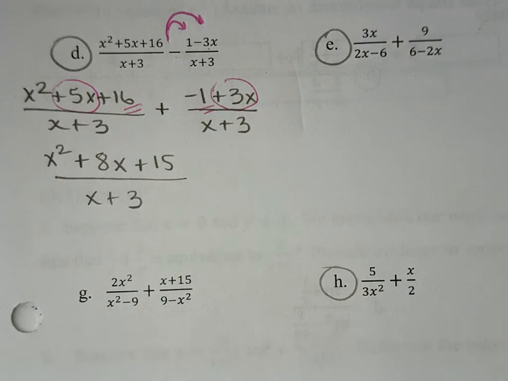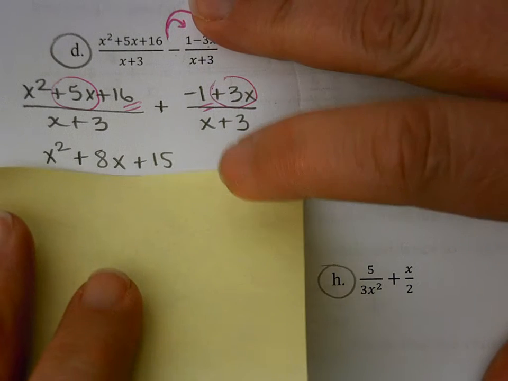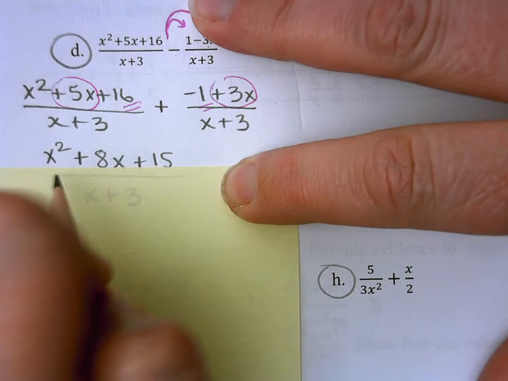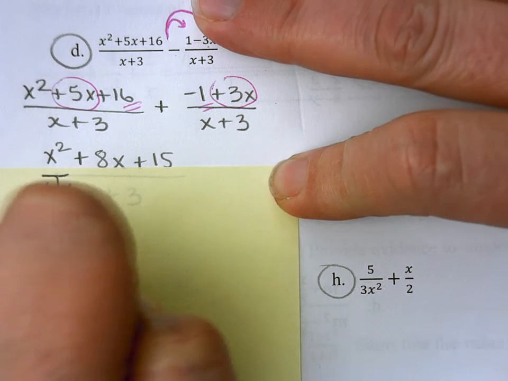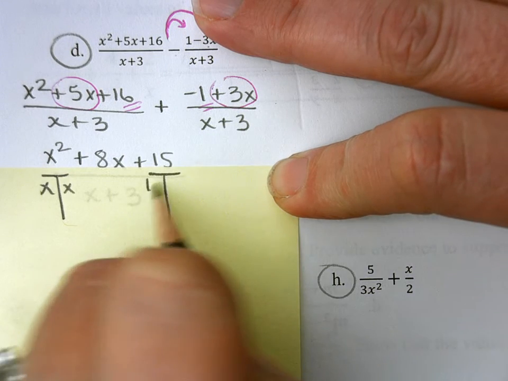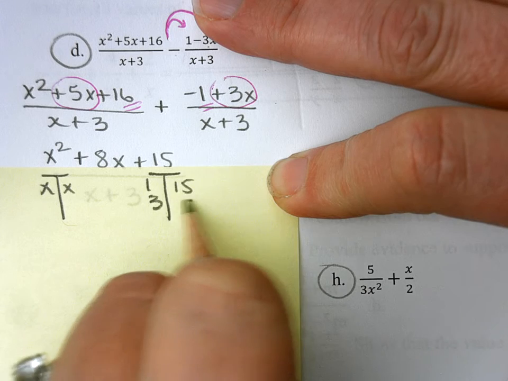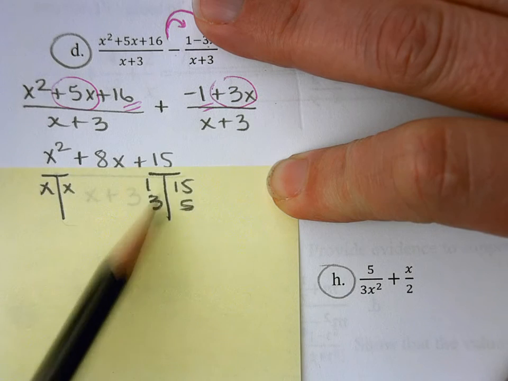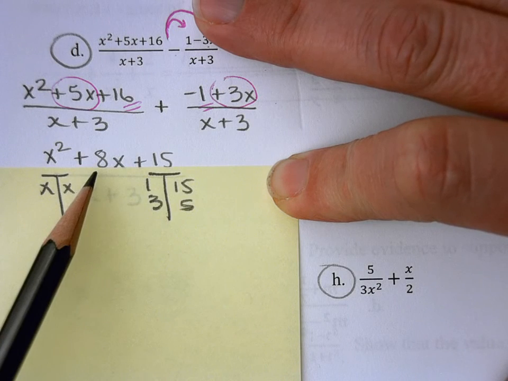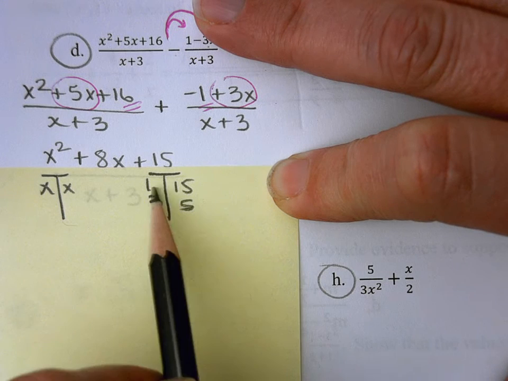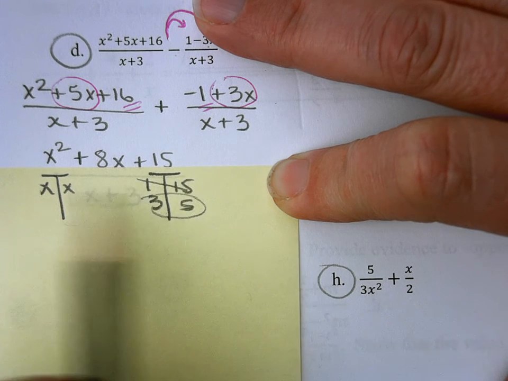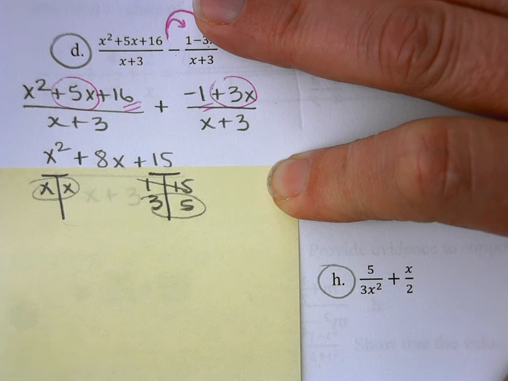And then once I get to here, I want to try to factor. So for x squared plus 8x plus 15, I have a trinomial, and with a trinomial, I want to list my factors. So x squared breaks up to x and x, and 15 can either be 1 and 15 or 3 and 5. And I want to look at the pair of numbers that will also give me the 8 when I add. So 1 and 15 won't work, so I know it'll be 3 and 5.